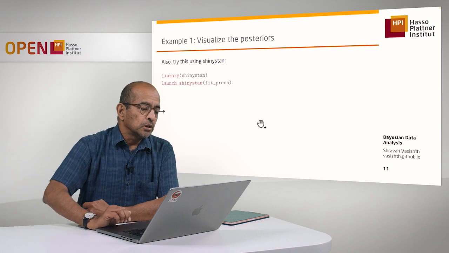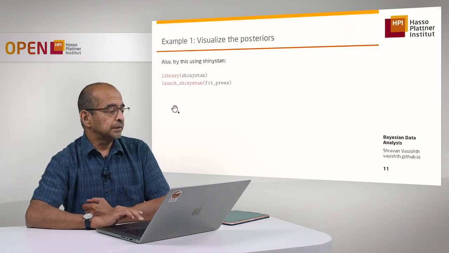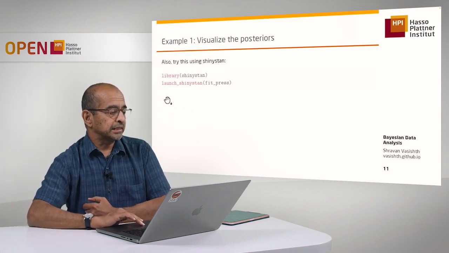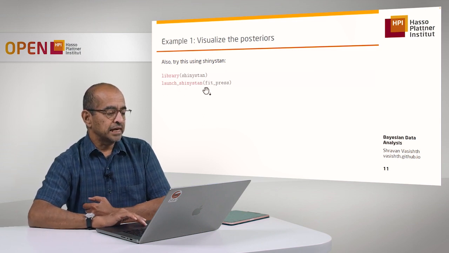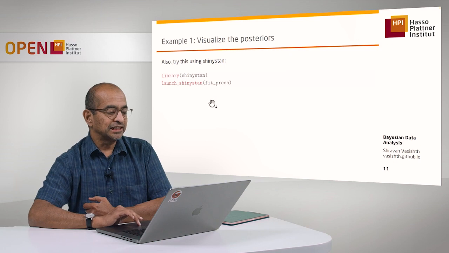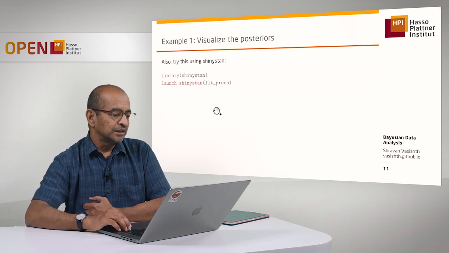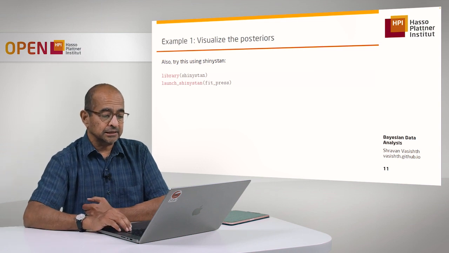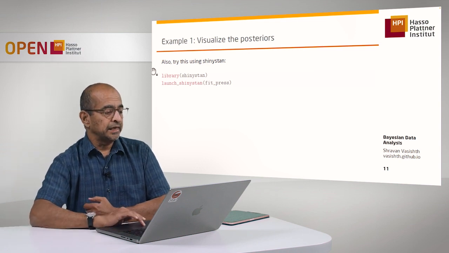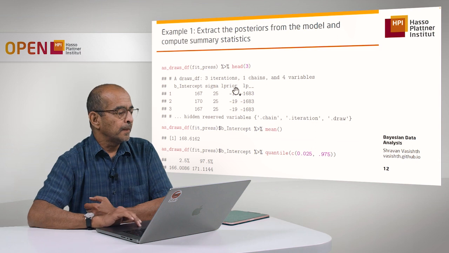Okay. So one thing you should try at home now is to install this ShinyStan library, and then just type launch_shinystan after fitting this model, and then look at what happens. You're going to have an interesting time looking at the posterior distributions and other statistics in the model, right? So it's a very useful exercise. Just try it out.